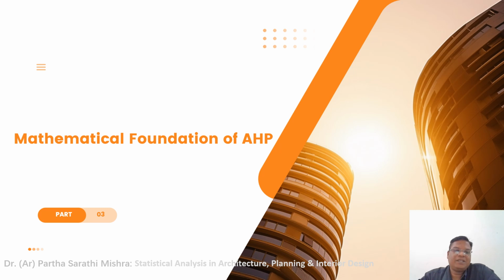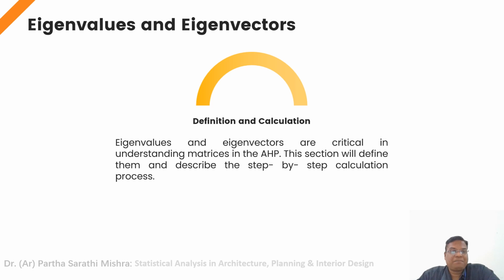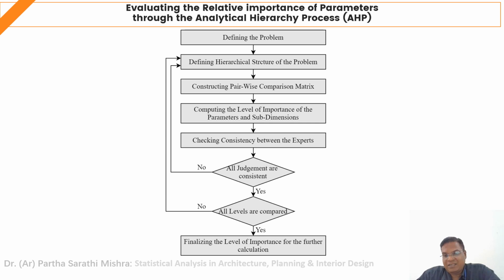Okay, now we have to see the mathematical foundation of AHP. Now we have to deal with the mathematical things. Okay, very good. So eigenvalue and eigenvectors. Eigenvalues and eigenvectors are critical in understanding matrices in the analytical hierarchy process. The section will define them and describe the step-by-step calculation process. So these are the steps.